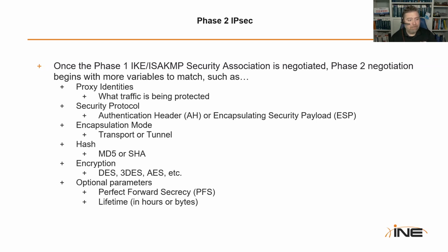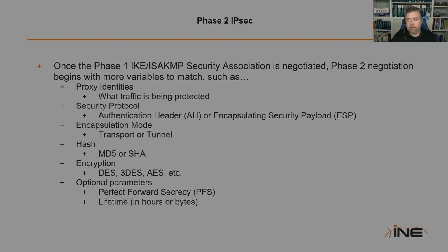Hashing, are we running MD5 or SHA, which again, it's not recommended to run MD5 anymore. Our encryptor, the cipher, is it DES, triple DES, or AES, where again, it's not recommended to run either DES or triple DES anymore. And then we have some optional parameters like perfect forward secrecy and the lifetime of the tunnel in either bytes or in time.